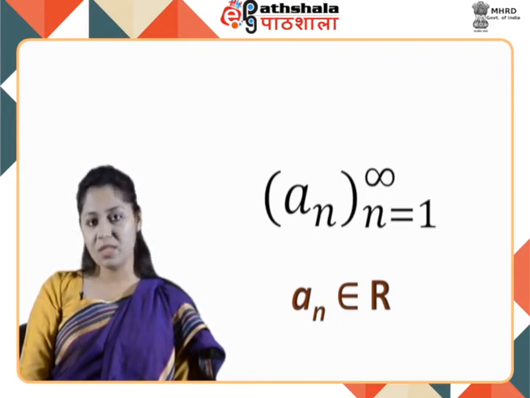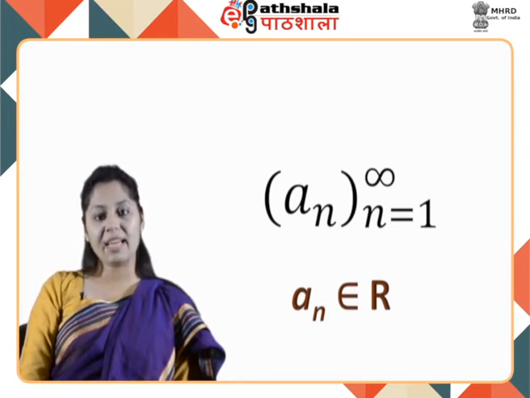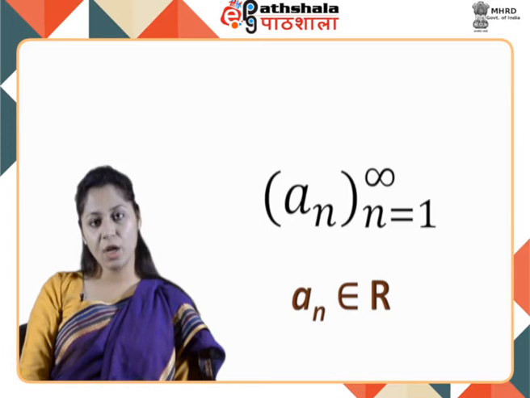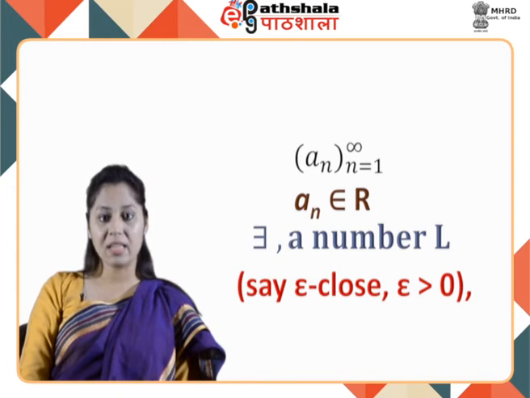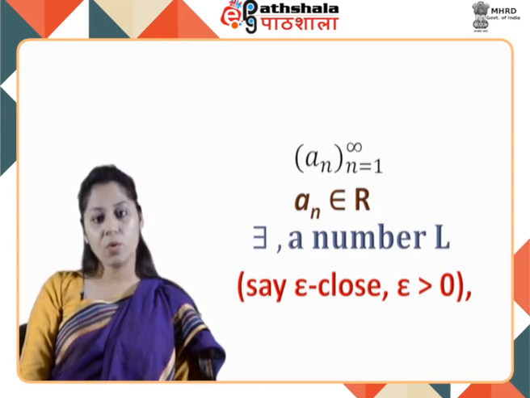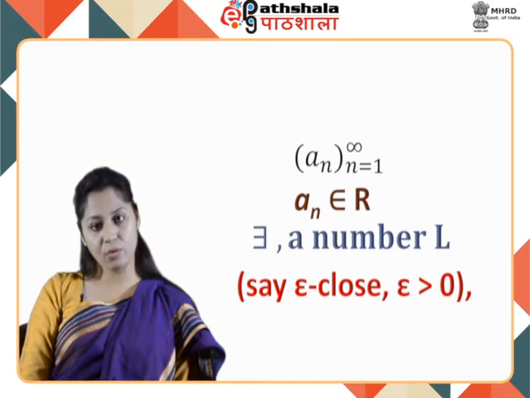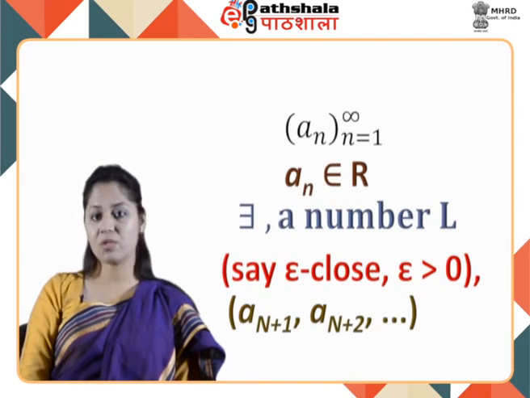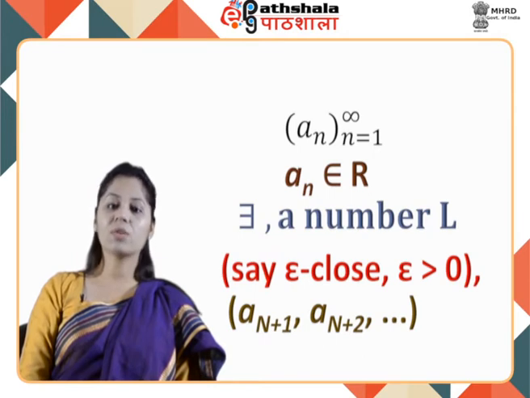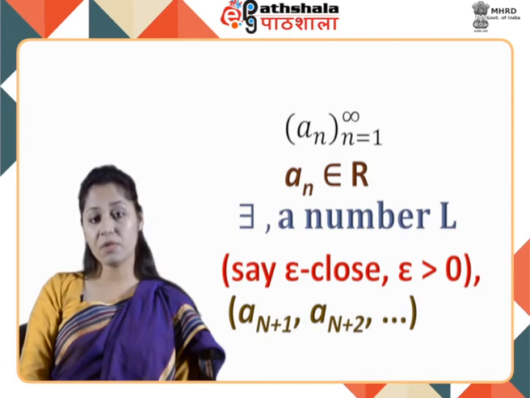sequence. The sequence a_n is said to be converging if there exists a number capital L such that no matter how close we want the a_n to be to L, say epsilon close where epsilon is greater than 0, we can find a natural number capital N such that all terms a_(n+1), a_(n+2) and so on are closer to capital L, within epsilon of capital L. This is often written more compactly using symbols.